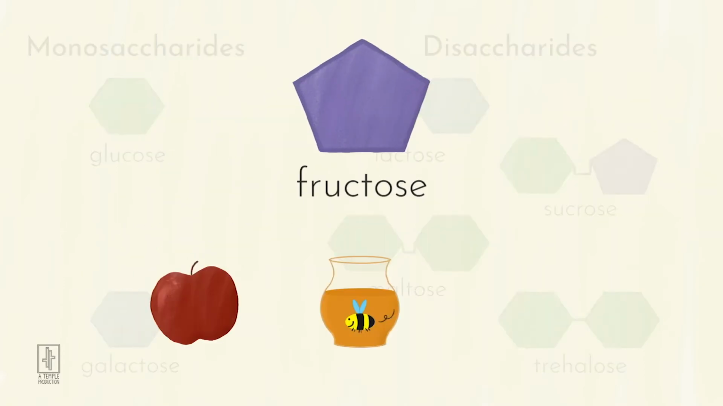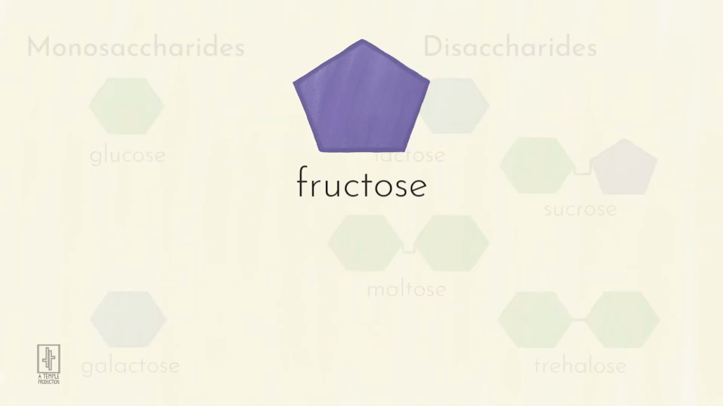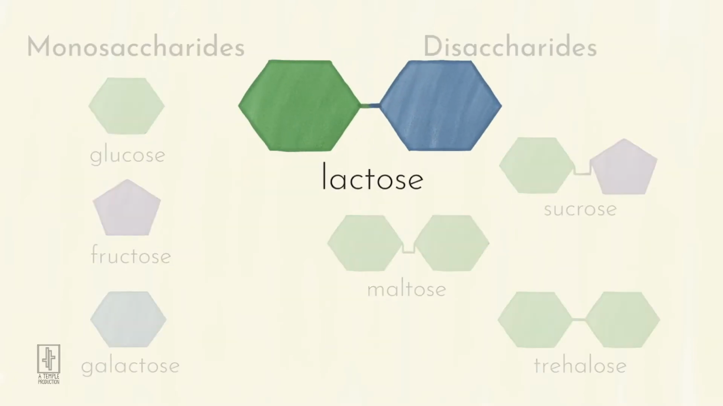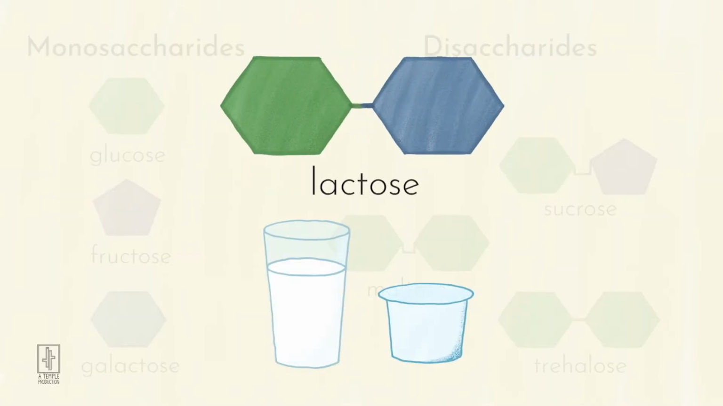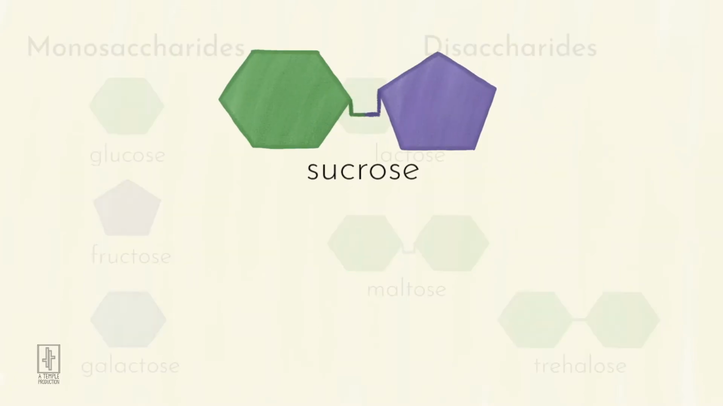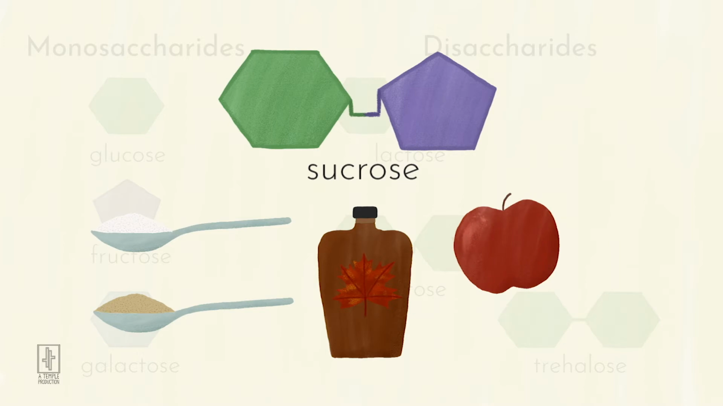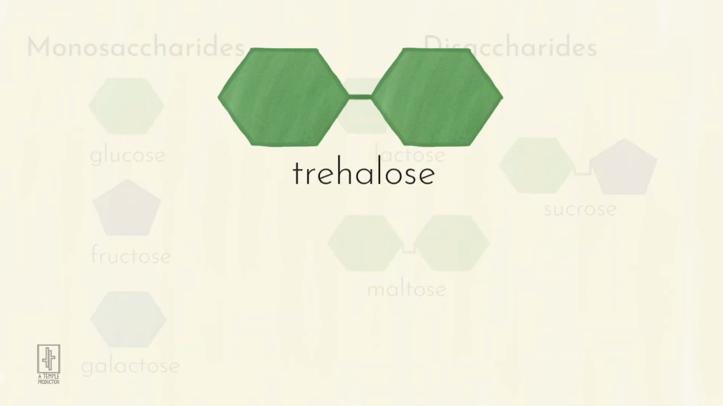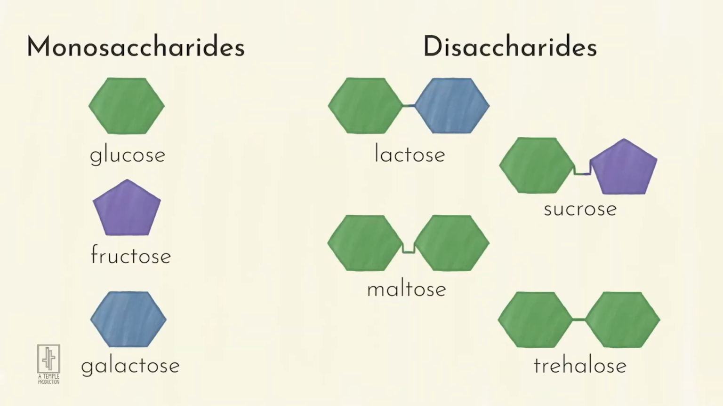Fructose is found in fruit, honey, and some vegetables. Galactose is found in milk as part of the lactose molecule. Lactose is found in milk and milk products. Sucrose is found in sweeteners like cane sugar, coconut sugar, and maple syrup, as well as in fruits and vegetables. Maltose is found in malted things like malted milkshakes. Trehalose is found in mushrooms, honey, and foods made with yeast.